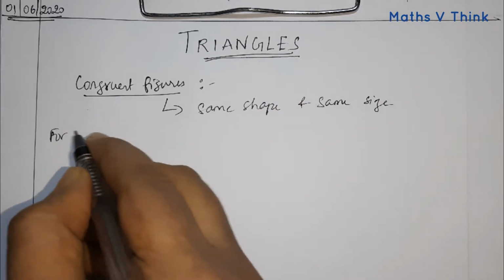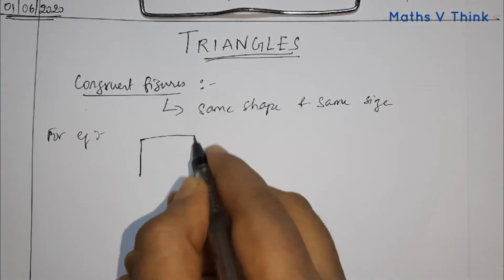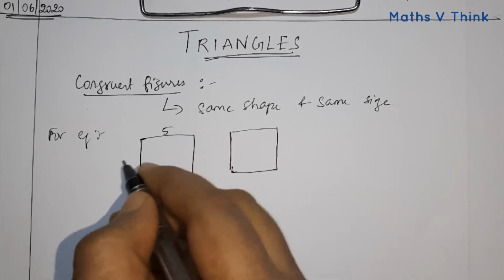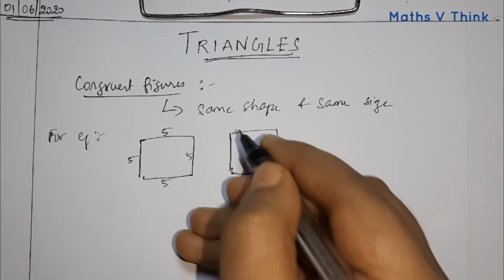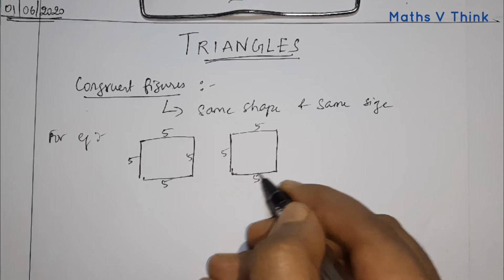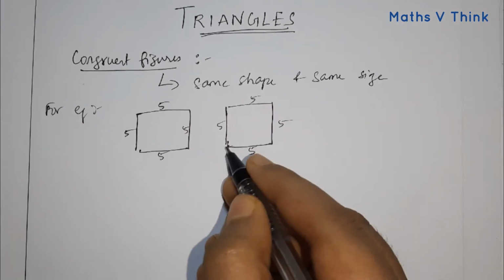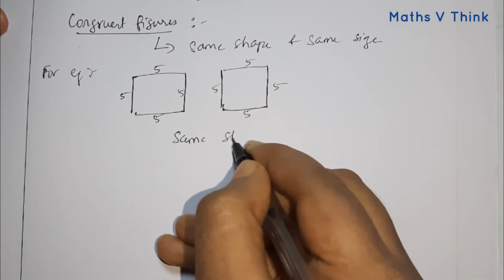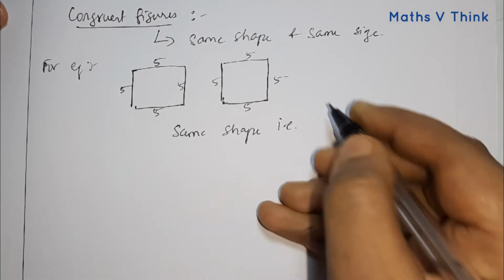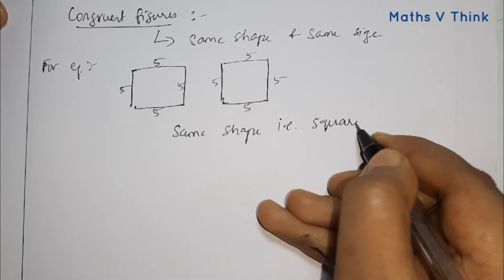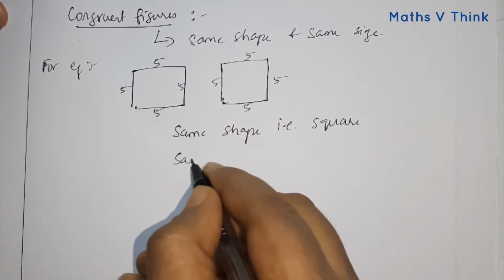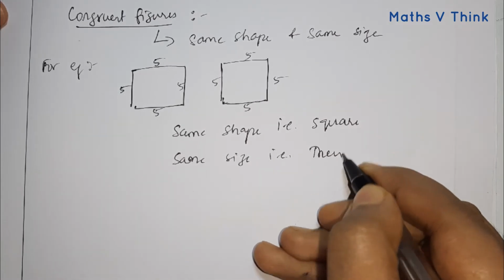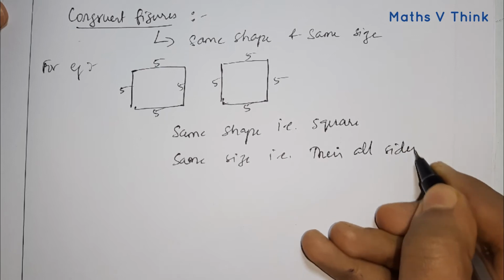For example, let us take two squares, and the sides be 5, 5, 5, 5. I can tell that these two figures are congruent. Why? Because they have the same shape, that is, they both are squares. And they also have the same size, that is, all their sides are equal.